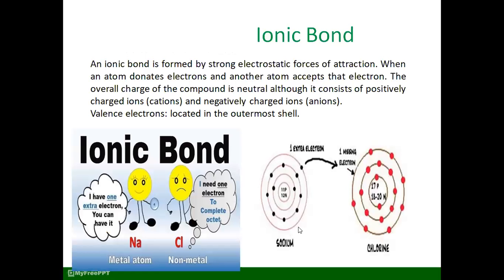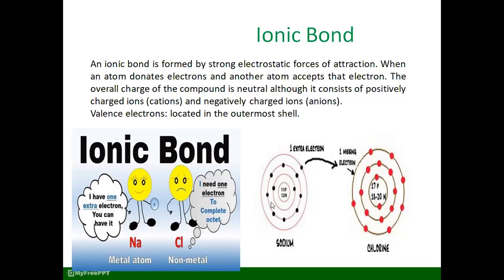This is an ionic bond. The bonding which results due to the complete transfer of valence electrons between atoms is called ionic bond. Here we can see how sodium is transferring its valence electron to chlorine and gaining its own stability. It has 2,8,1, and it becomes 2,8. Like the 8 is stable.